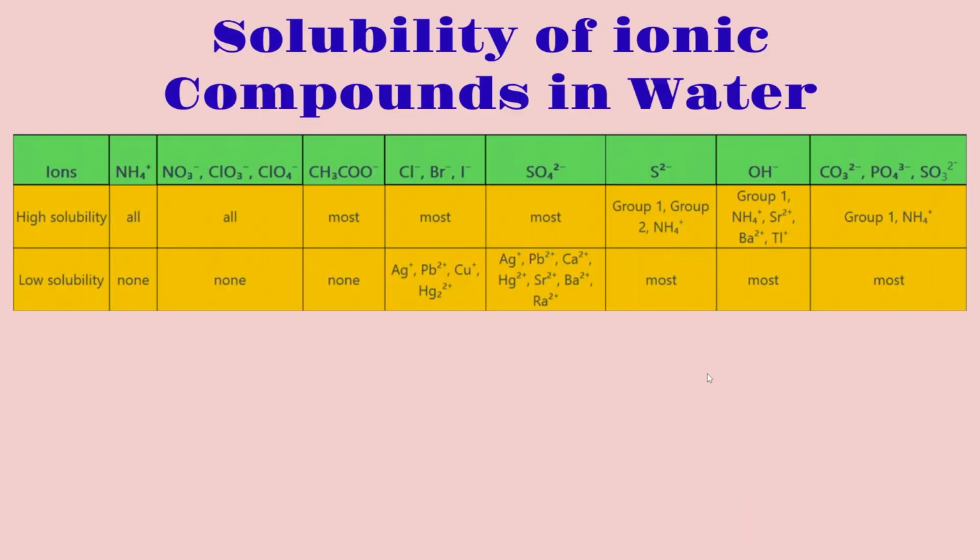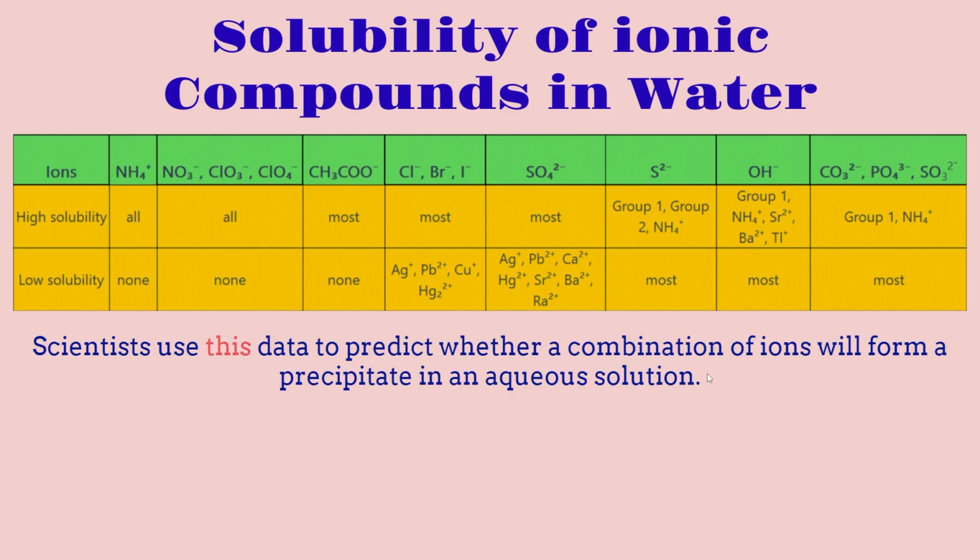So the solubility of ionic compounds inside of water. Here we have a table that shows different ionic compounds and ions, and whether they have high solubility or low solubility. If they have high solubility, that means inside of water they're highly soluble, so they're going to be evenly spread throughout the whole water. But if they have low solubility, then they're going to create a precipitate because they don't perfectly mix into the water. Scientists use this data to predict whether a combination of ions will form a precipitate inside of an aqueous solution.